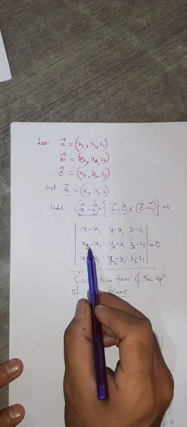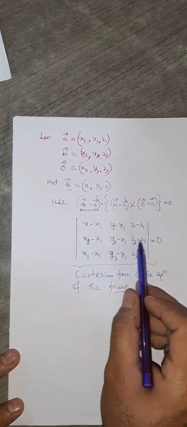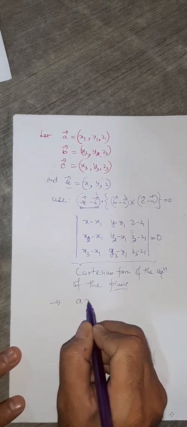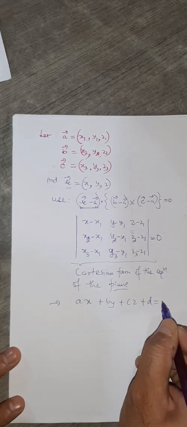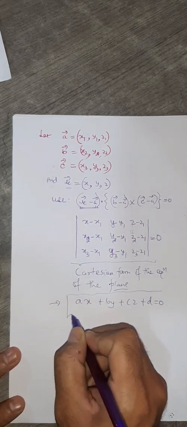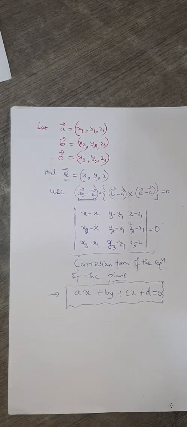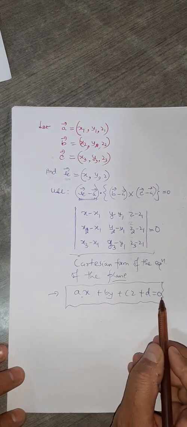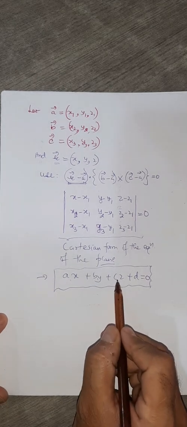If you just simplify, remember, x, y, z is the only variable. This is a number, this is a number, this is a number, and so on. So if you simplify this, we'll get such a form: ax plus by plus cz plus some constant d equals 0. It would be in this form if you simplify the determinant. It's just an extension of the equation of the line. If I drop this, it is similar to ax plus by plus c equals 0, remember. So it's the same as the equation of the line, but here a third variable is added, which is z.